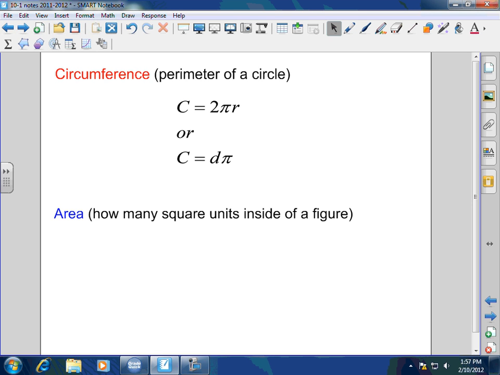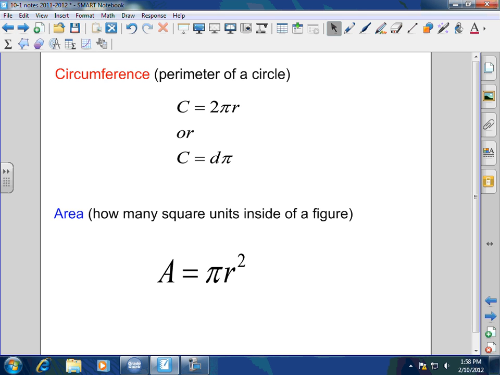Okay? Area. Area, same for circles as any other figure. How many square units are inside of the figure? Remember, if I tell you that my house is 1,200 square feet, that means that I can put 1,200 squares that are 1 foot by 1 foot. We are clear with the whole concept of area, right? I made sure that we went over that in detail. It's how many square units inside of that figure or object or that space.